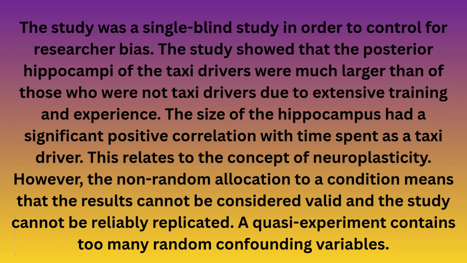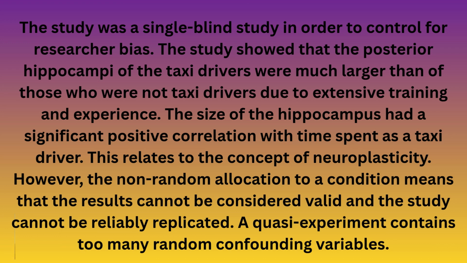The study showed that the posterior hippocampi of the taxi drivers were much larger than those of people who were not taxi drivers, due to extensive training and experience. The size of the hippocampus had a significant positive correlation with time spent as a taxi driver. This relates to the concept of neuroplasticity. However, the non-random allocation to a condition means that the results cannot be considered valid and the study cannot be reliably replicated. A quasi-experiment contains too many random confounding variables.